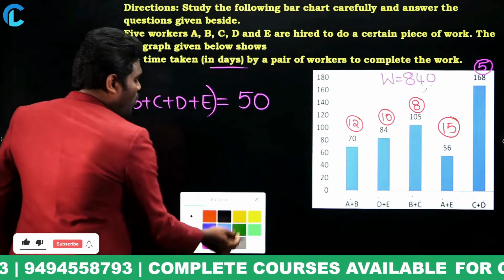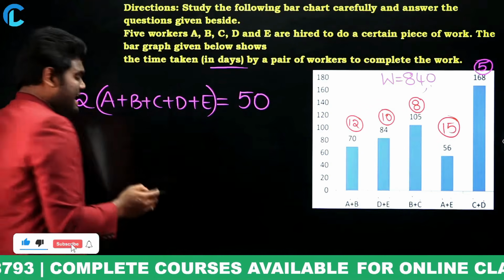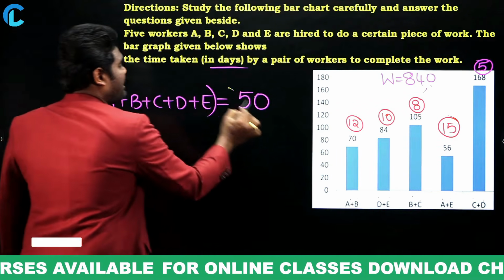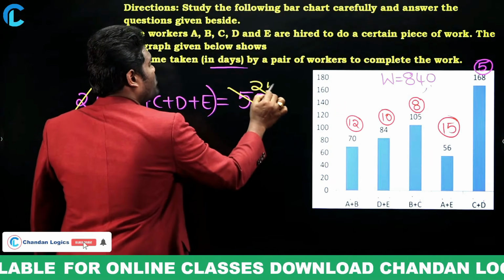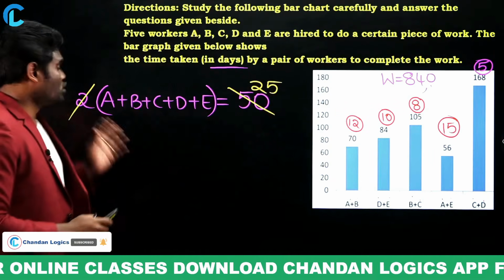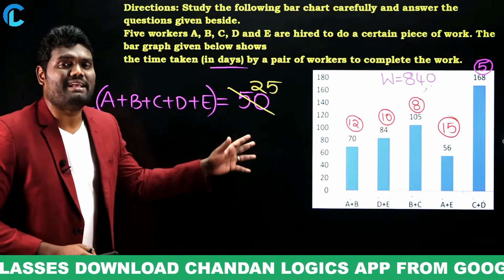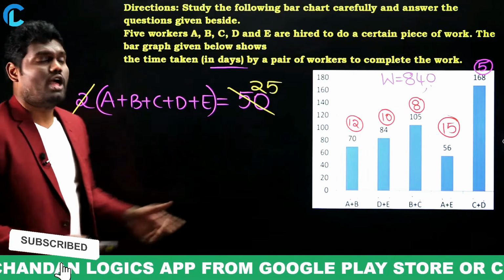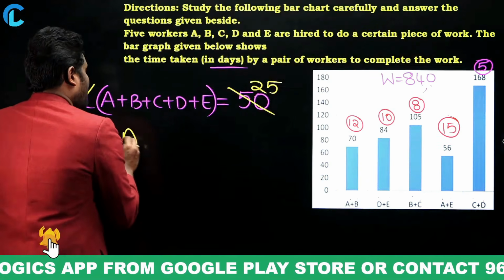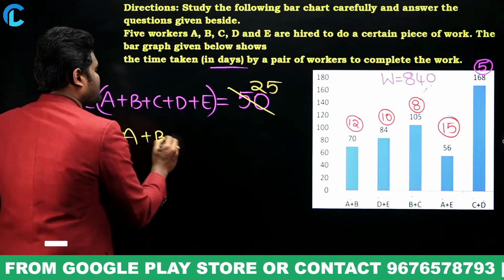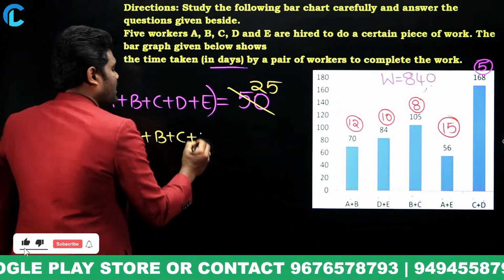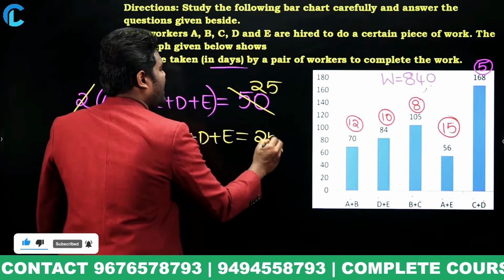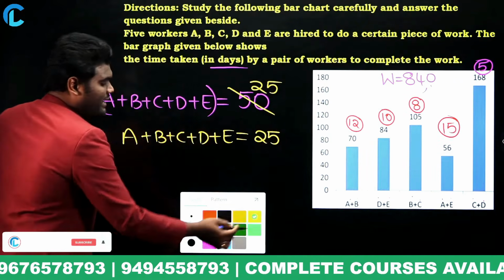If it is only A, B, C, D, E, now the 2 cancels here. How many times? 25 times. So 2A, 2B, 2C, 2D, 2E means 50. 1A, 1B, 1C, 1D, 1E means only 25. Yes or no? Now from this I can say A plus B plus C plus D plus E equals how much? In one day 25 units.